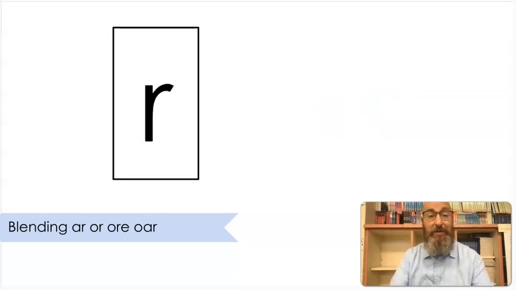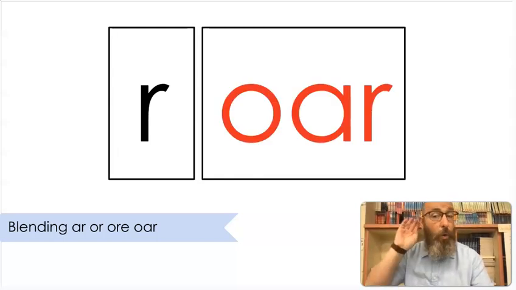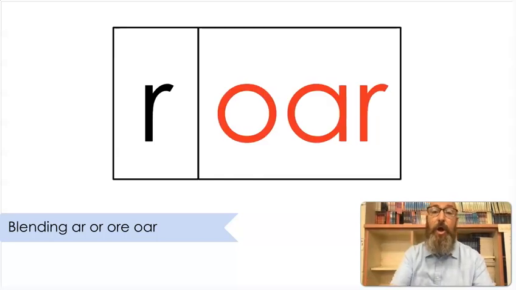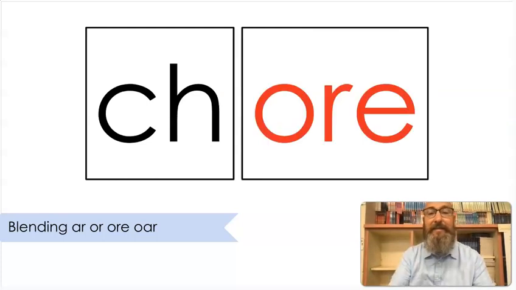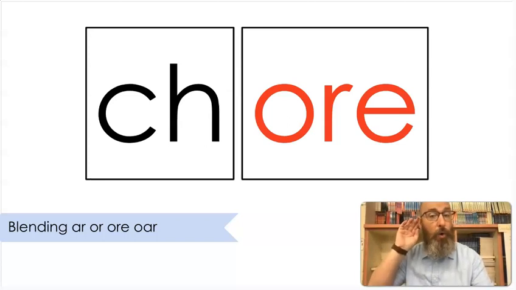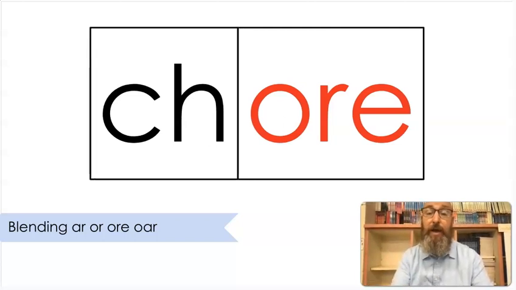Next, sound, R. Next, or. Put that together, roar. A lion might roar. Sound, ch. Sound, or. Put that together, chore. You might have to do a chore when you get up on the weekend. That's a job to do.